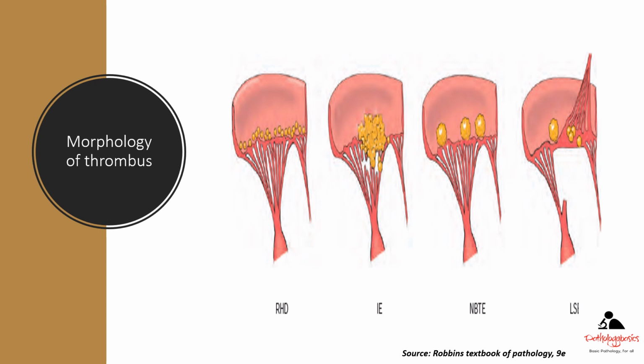Now, the thrombi are of different types according to the cause, right? Like you can see over here, RHD means rheumatic heart disease. You can see small thrombi along the line of closure of valves. This is infective endocarditis. This is a very large thrombus located on the upper and lower surface of the valves as well as the line of closure. This is non-bacterial thrombotic endocarditis. This is Libman-Sacks endocarditis. The exact features will be discussed when we come to the chapter on the heart, but suffice it to say here that different types of thrombi are seen in different types of diseases.